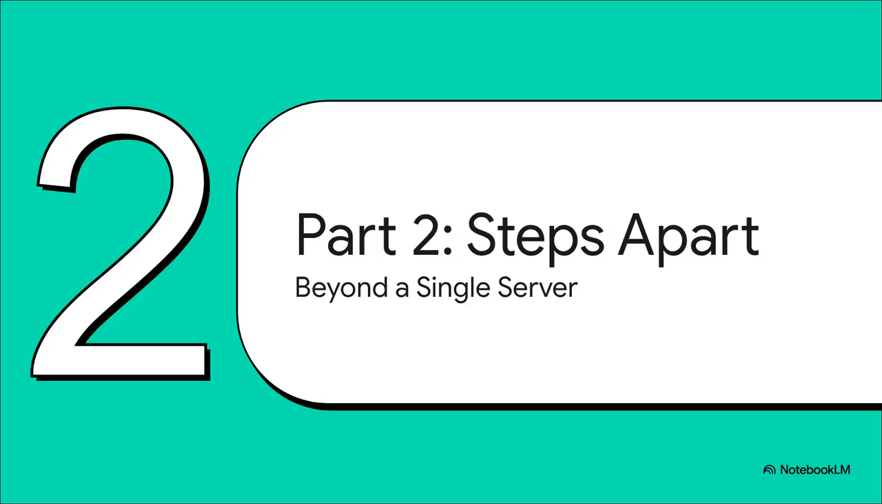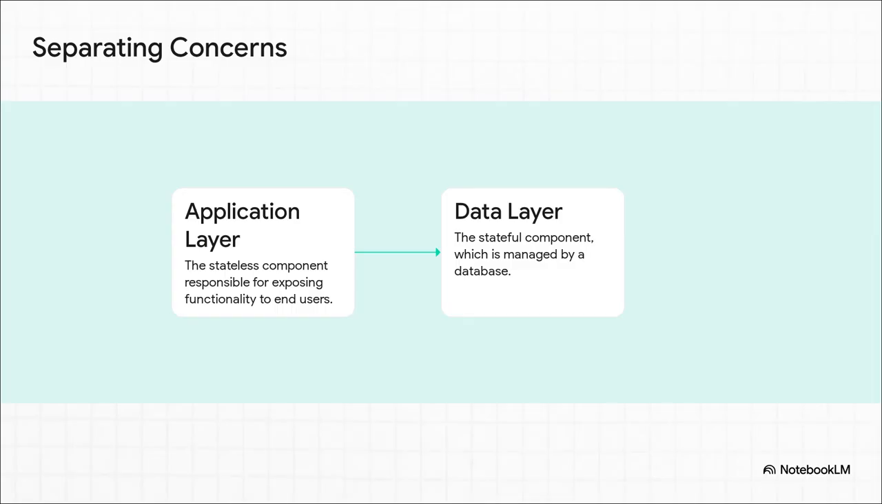So clearly, that can't last. The system has to evolve. It's time to take the first steps beyond that single overloaded server. The first, most common move is to separate your concerns. You take the stateless application logic, that's the part that doesn't need to remember anything from one request to the next, and you put it on one server. Then you take the stateful database, the part that has to remember everything, and put it on another.